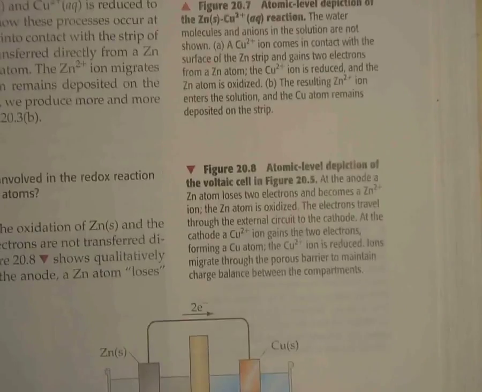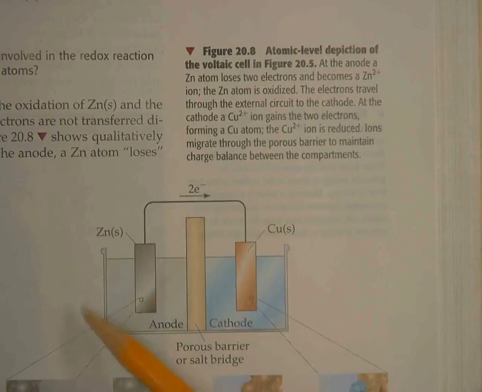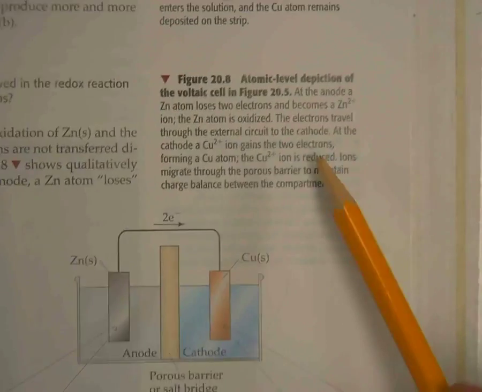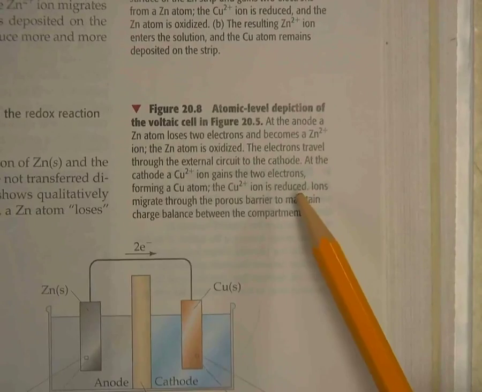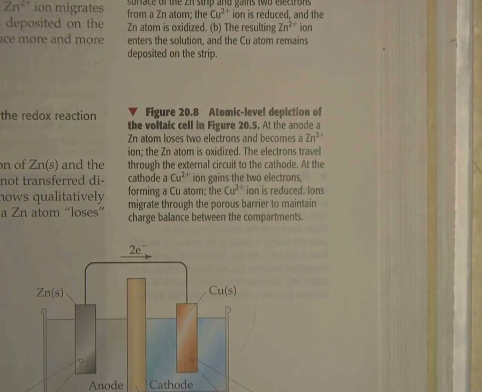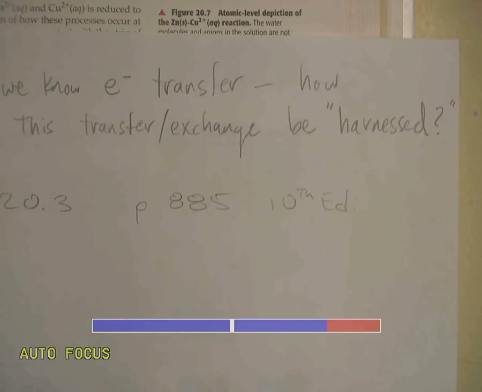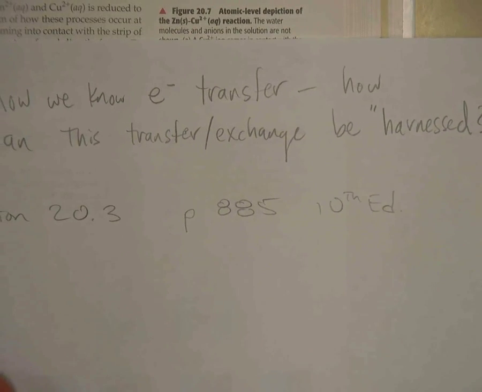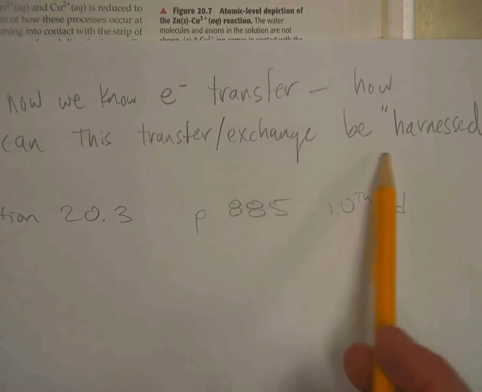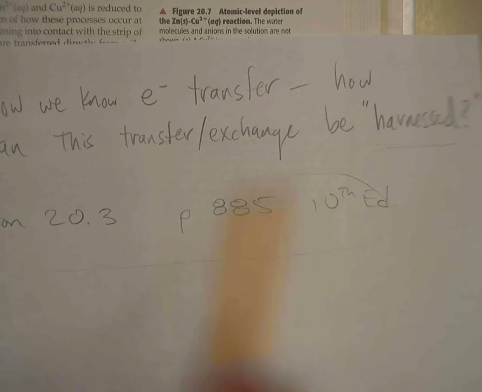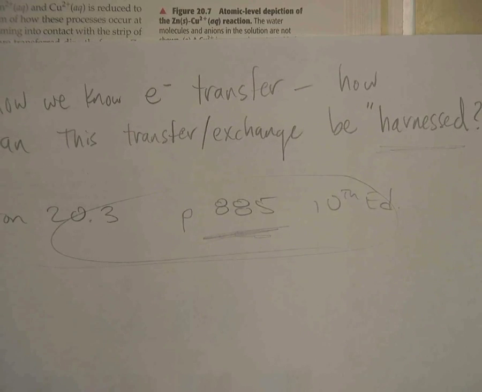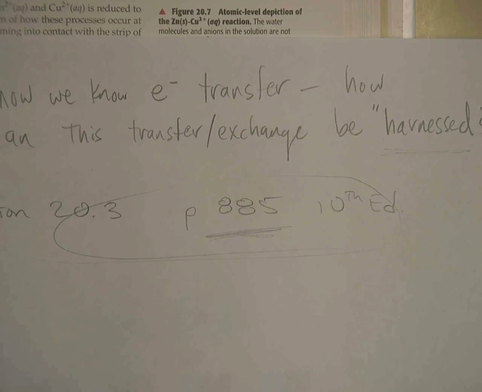And you can see another setup of this thing called a galvanic or voltaic cell right down here, and a little more of the atomic level depiction. In our next video casts, we'll actually look at, now that we know this electron transfer can occur, how can the transfer exchange be harnessed? And we looked on page 885 of your text and following, but we'll actually look at numerically how can we calculate how many electrons flow, and then from that what kind of charge it will cause, and then from that kind of charge what kind of energy is available to do some work.